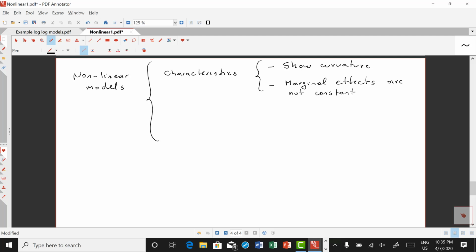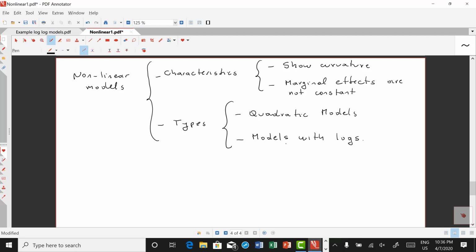Okay, and then we said that we will be talking about the estimation of two types of nonlinear models. The first one is the quadratic model, which we talked about in the previous two classes. And the other type of models are what we call models with logs. I'm going to rewrite this. Models with logs, logarithmic models. So both types of models, the quadratic model and the model with logarithms, can be used to estimate nonlinear relationships between a dependent variable y and a set of explanatory variables.